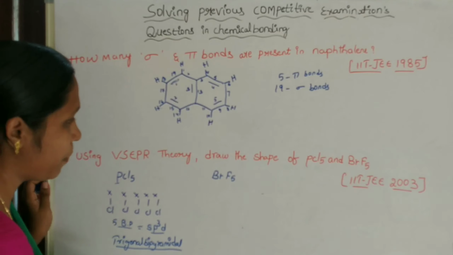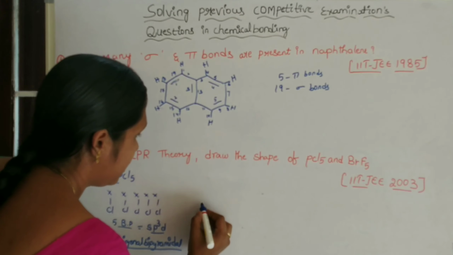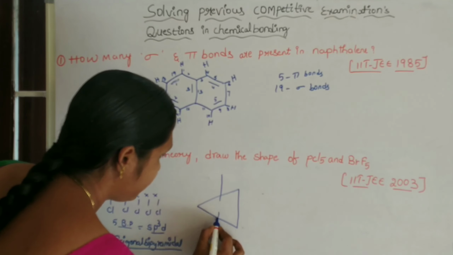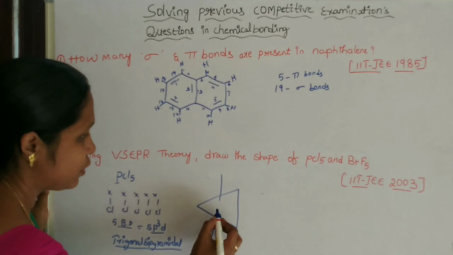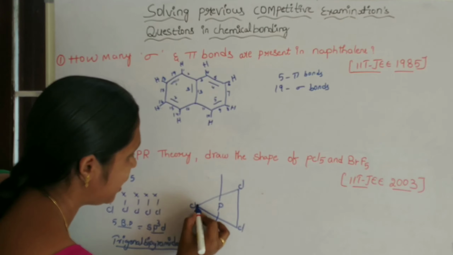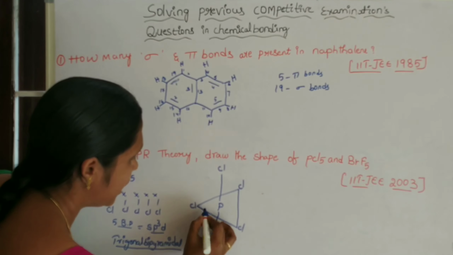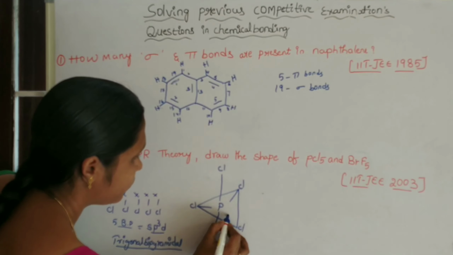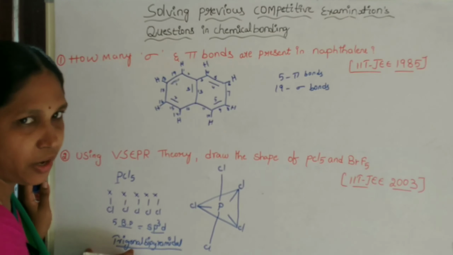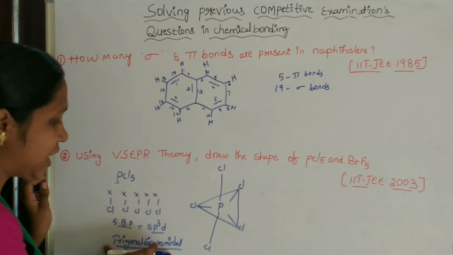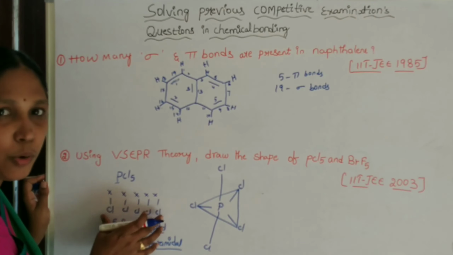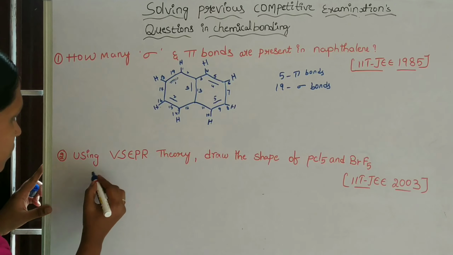So see the shape of PCl5. Trigonal bipyramidal is the geometry. Take phosphorus at the center and chlorine as the surrounding atoms. Okay, this is the shape of PCl5. Shape and geometry are both the same because all five pairs of electrons are bonded pairs.